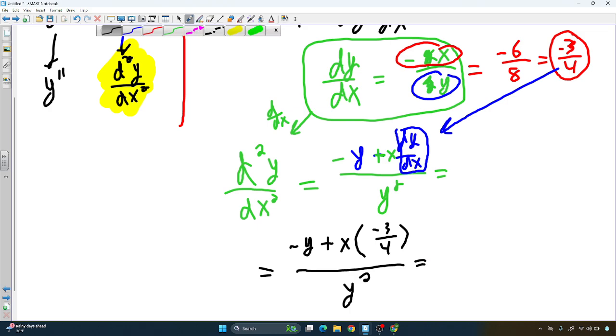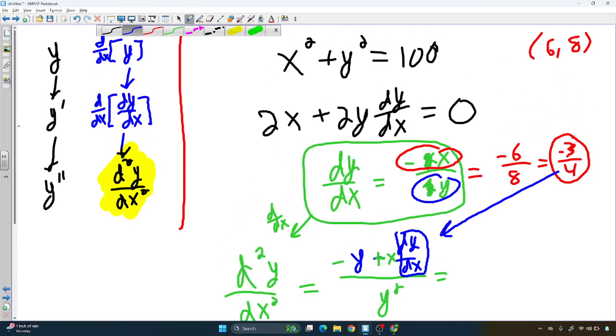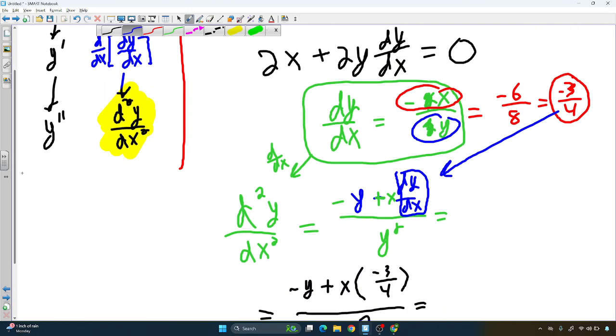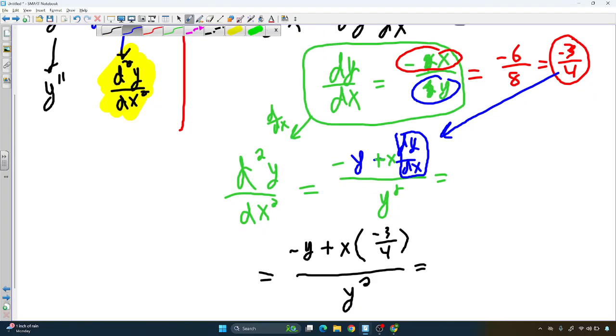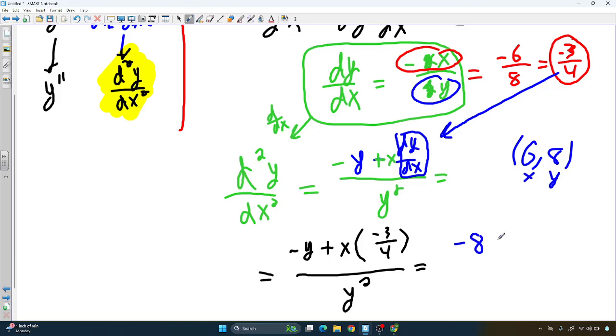And now we can plug in numbers, right? Remember those numbers? What were they? 6, 8? Good, 6, 8. So let's remember it's 6, 8. That's x, that's y. Let's plug them in. So negative 8 plus 6 times the negative 3/4 all over 64.